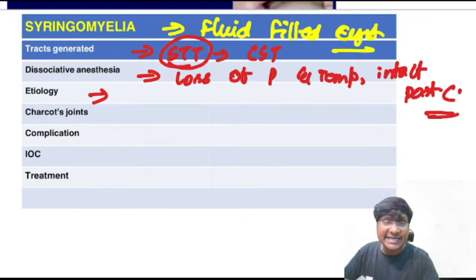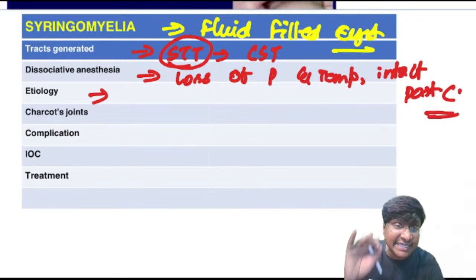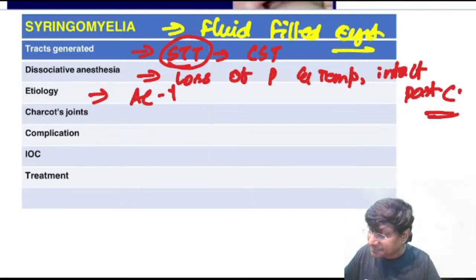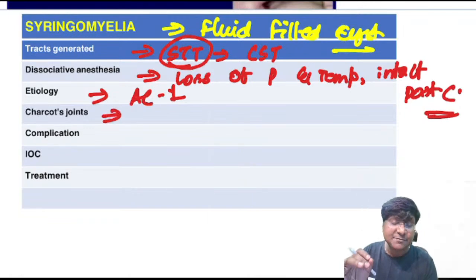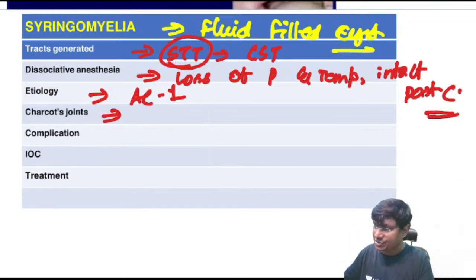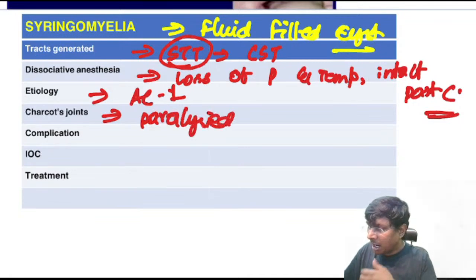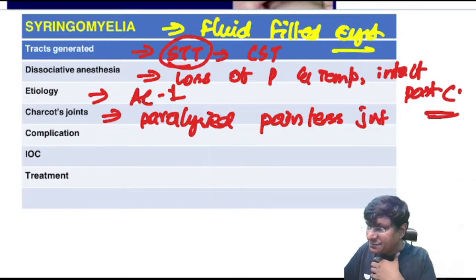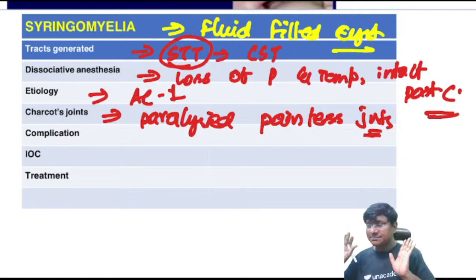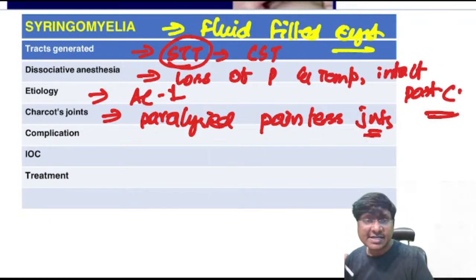Then what is the etiology for the development of syringomyelia? The etiology is Arnold-Chiari malformation type 1, right? Then what are Charcot's joints? These patients with syringomyelia have trophic ulcers and paralyzed painless joints. Right? Paralyzed painless joints are called Charcot's joints, which are seen in patients with syringomyelia.